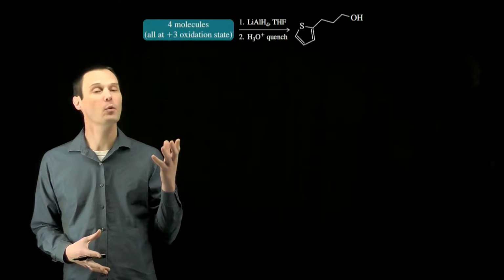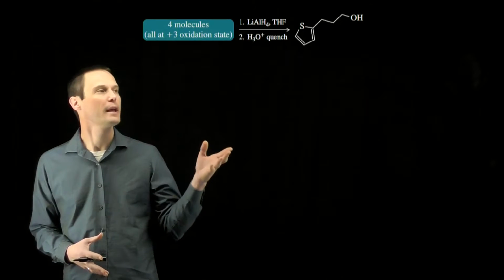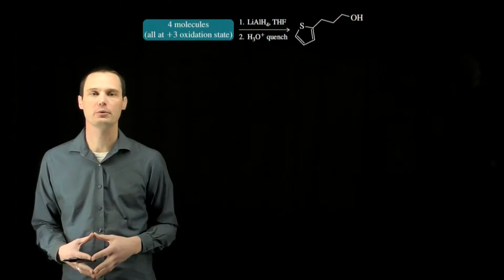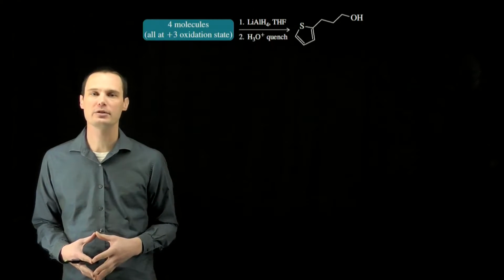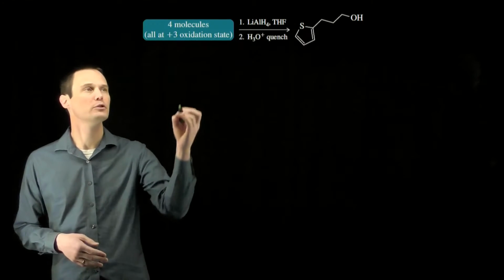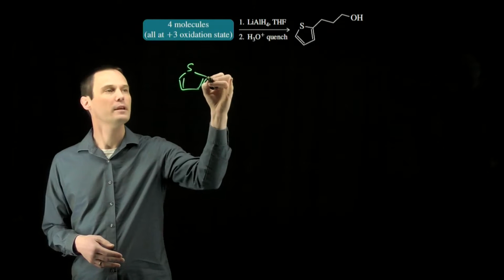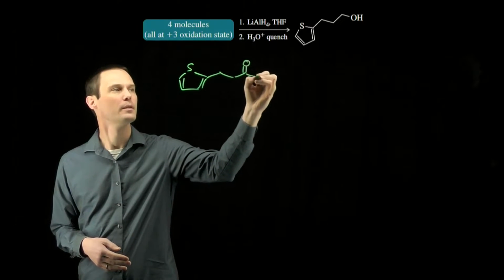This assessment tells us that 4 different functional groups can be reduced to form this particular alcohol, and to identify those 4 different functional groups. All of them are at the +3 oxidation state. The 4 different functional groups that we can use for this reduction, one would be the carboxylic acid.